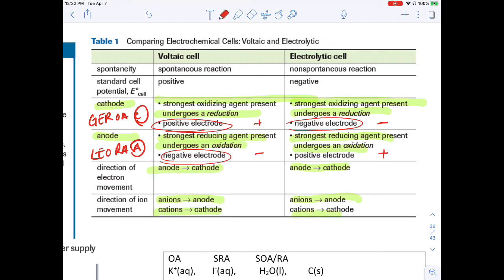One of the differences is that voltaic cells are spontaneous and have a positive voltage. Electrolytic cells are non-spontaneous and have a negative voltage. Another difference is that a voltaic cell needs something like a saltwater bridge that's going to separate the two half reactions. Electrolytic cells don't need that, because it's a non-spontaneous reaction. It would happen even without the saltwater bridge.